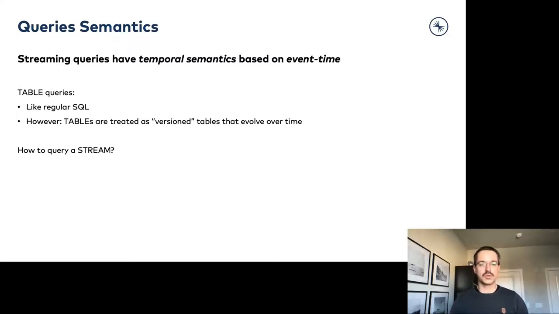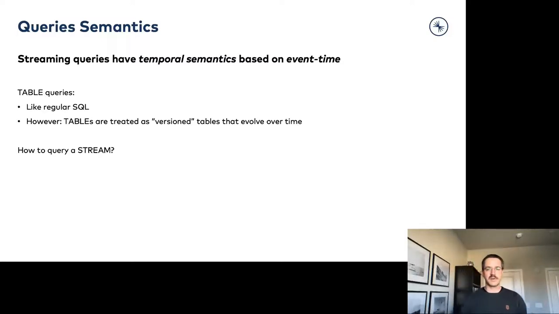to compute the result. This allows us, of course, to build a deterministic system. We would never use something like wall clock time, because then everything would be non-deterministic. So if you think of a table, you really think of it as something that is changing over time. And conceptually, you can associate a version to a table for every point in time.